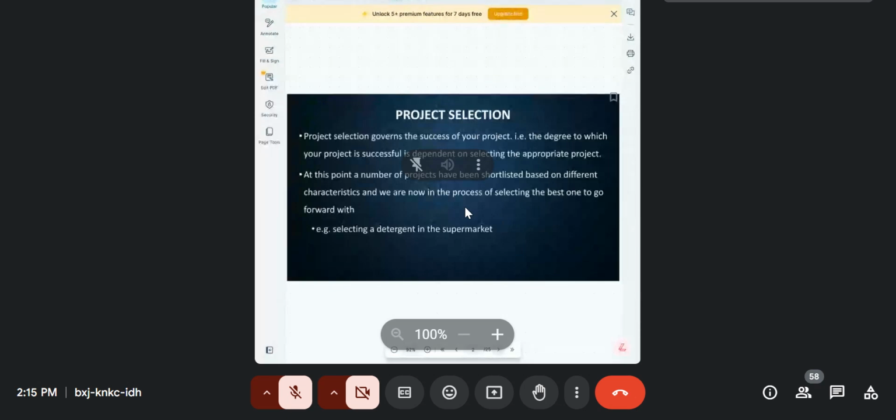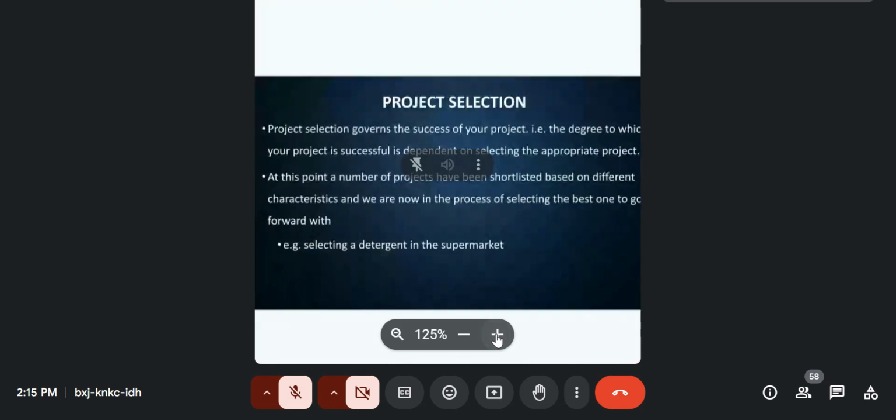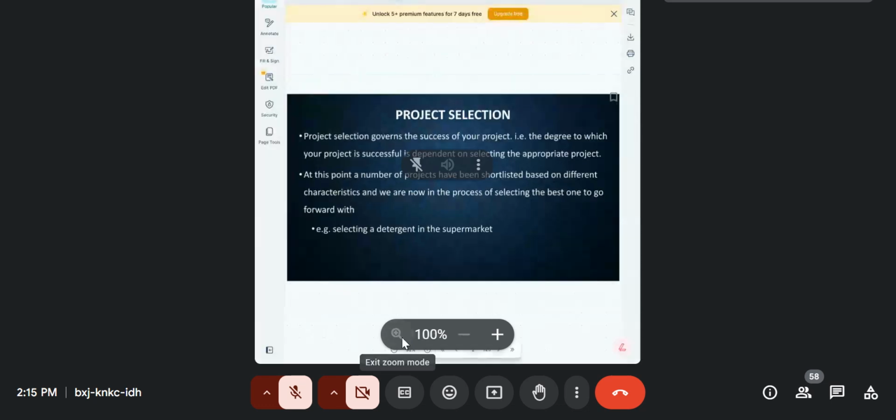At this point, a number of projects have been selected at the initiation stage based on different characteristics, and now we are in the process of selecting the best one to go forward with. For example, imagine you're going to the supermarket and you're in the detergent section. You have criteria as to what kind of detergent you want to take. It could be the brand, it could be the quantity, or it could even be the price of the detergent that you want to check. Those are the kind of things that you want to check when you're selecting a project.